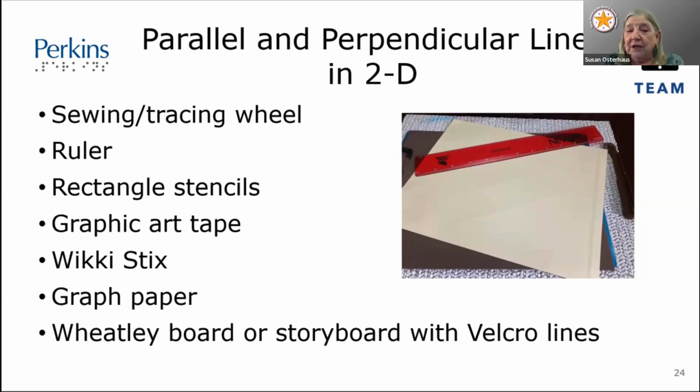And also, don't forget about the Wheatley board or storyboard with those Velcro lines that come with it. And a lot of teachers I've seen, even in high school, using those. They're meant for orientation and mobility, but we math people can steal those away from the O&M folks.